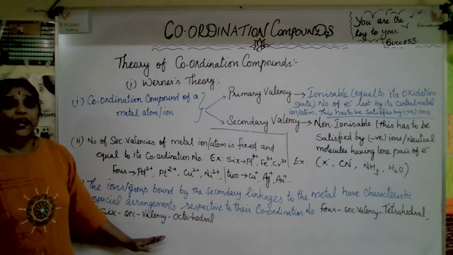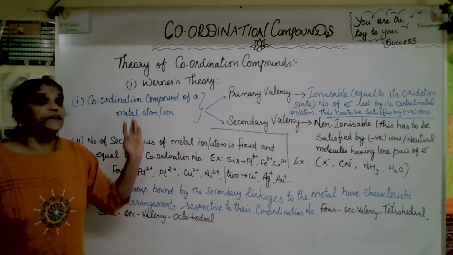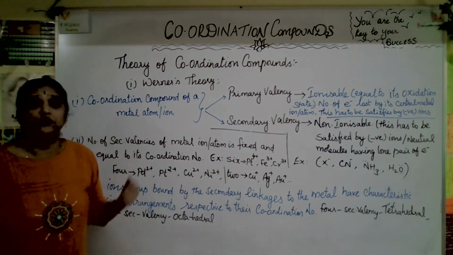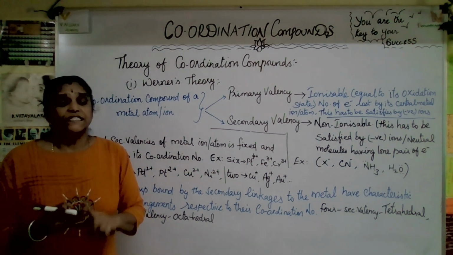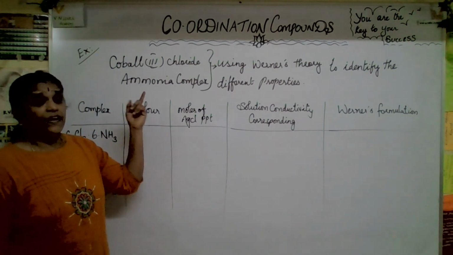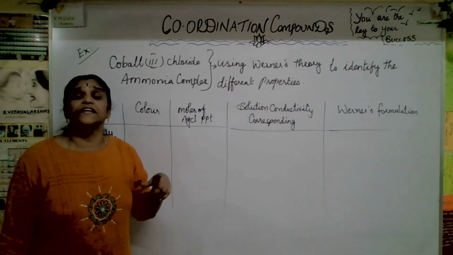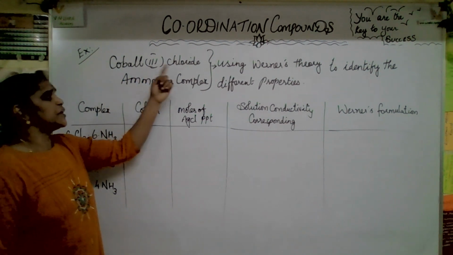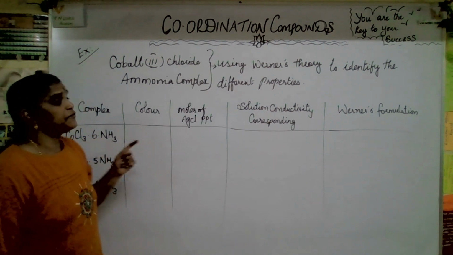These are the points of the statement brought by Alfred Werner, the coordination complex compound theory. Now let us observe an example, and the merits and demerits of this theory. According to Werner's theory, let us identify different properties of a compound. First and foremost, the cobalt 3 chloride and ammonia complex.